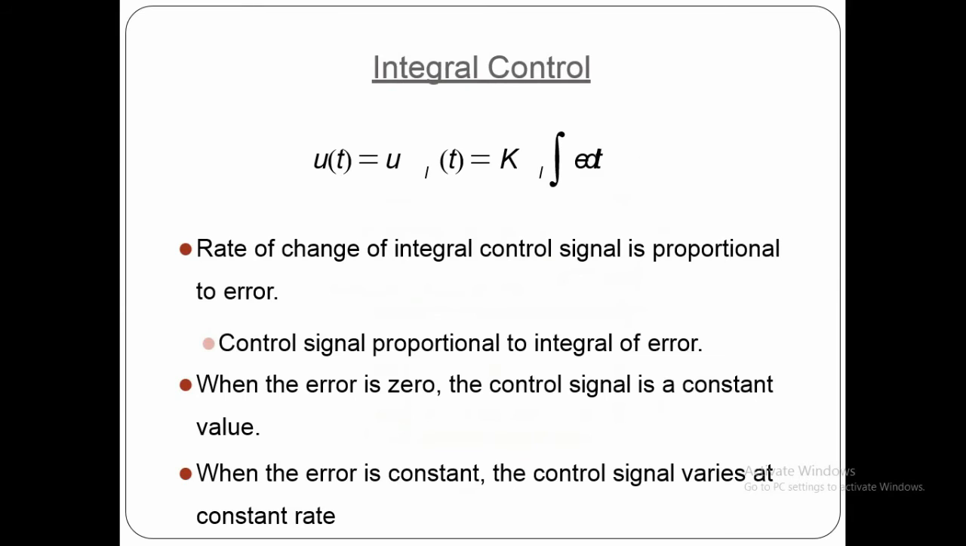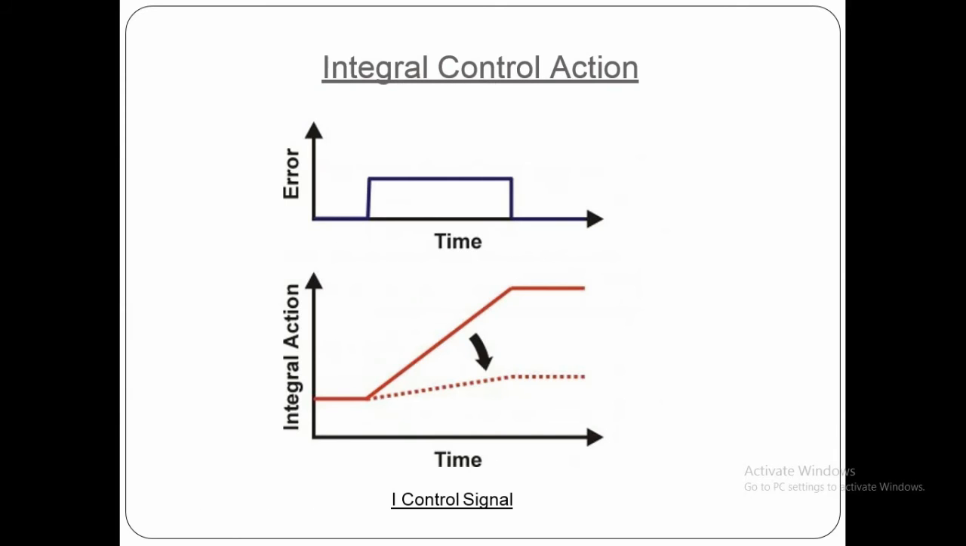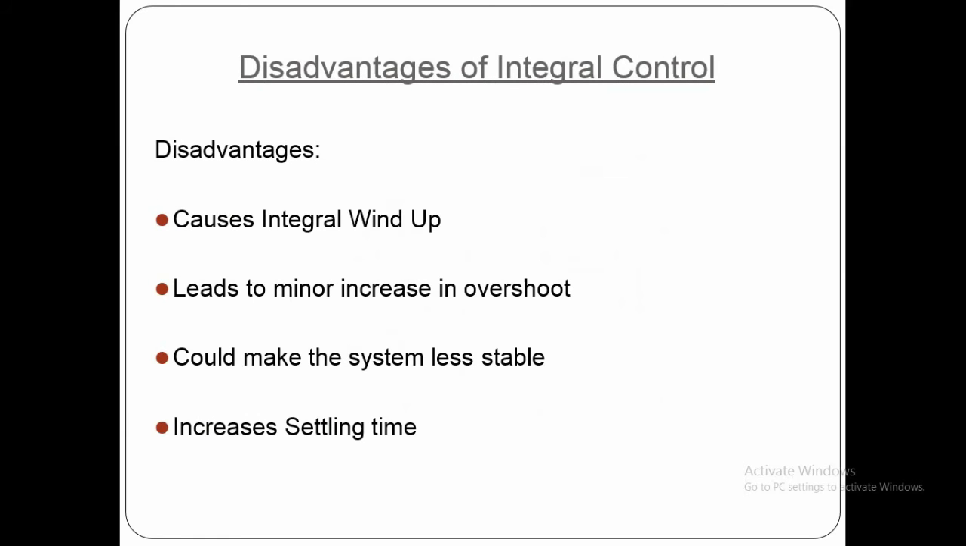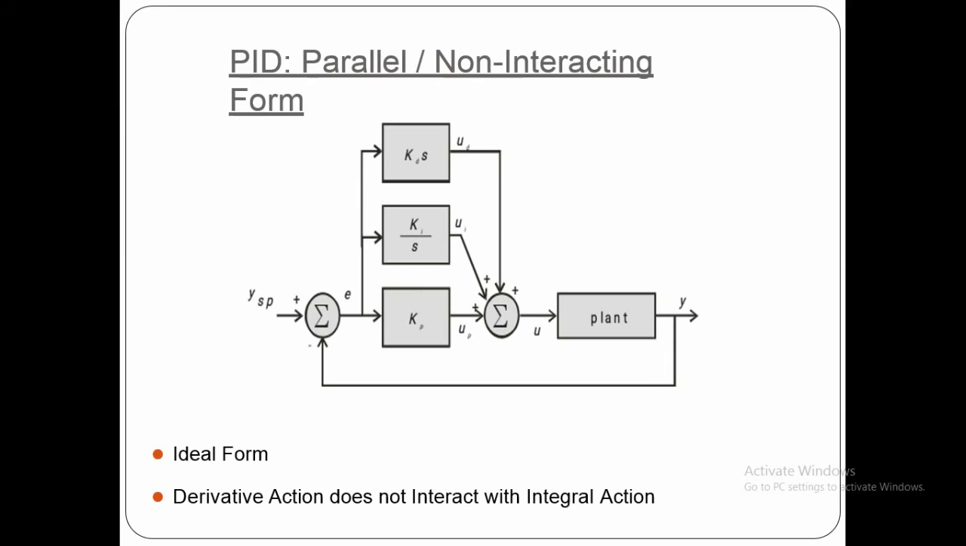Integral control. The rate of change of the integral control signal is proportional to the error. The control signal is proportional to the integral of the error. The integral control action is shown in the figure. Advantages of integral control: it eliminates the steady state error or offset and decreases rise time. Disadvantages: it causes integral windup, leads to a minor increase in overshoot, could make the system less stable, and increases settling time.